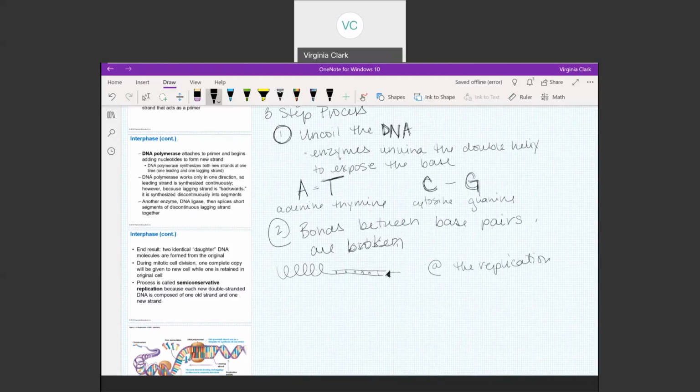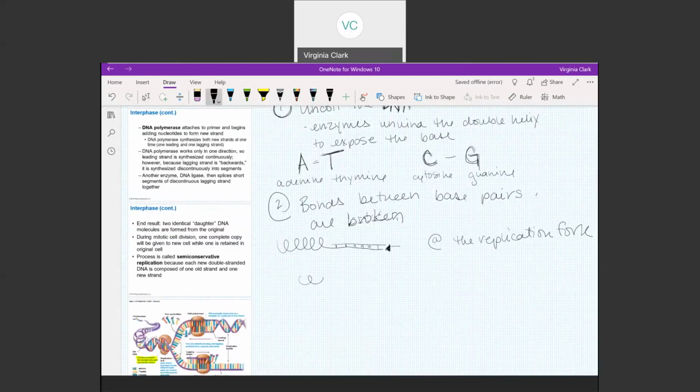So when this happens at the replication fork, you're going to take this. This is step 1, step 2 is going straight, and then step 3 is actually splitting this into 2, where now I'm going to have these all open. This replication fork will essentially unzip. So this is your replication fork right here, and it will essentially unzip your DNA.